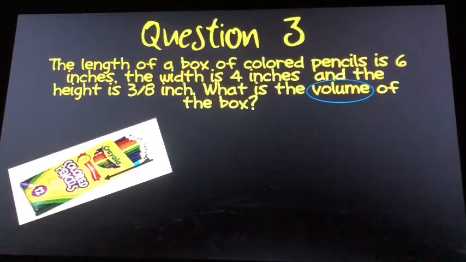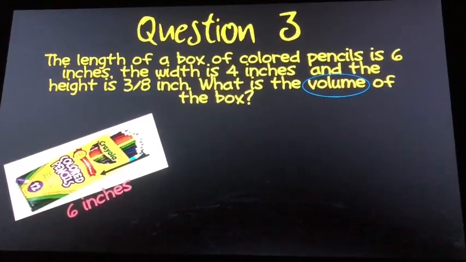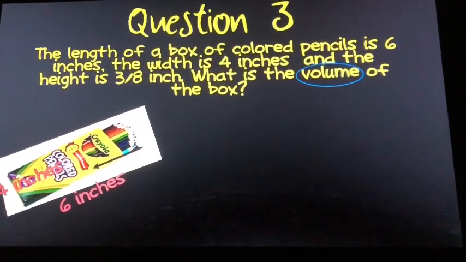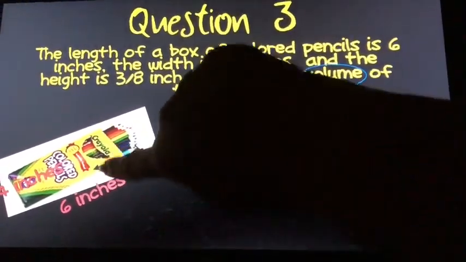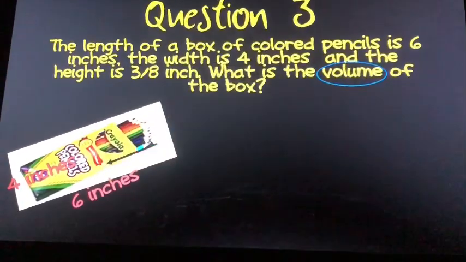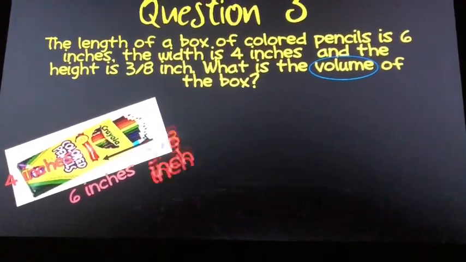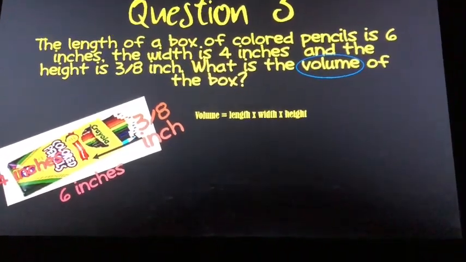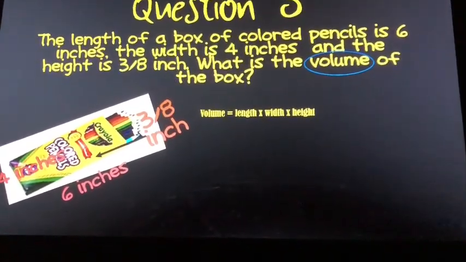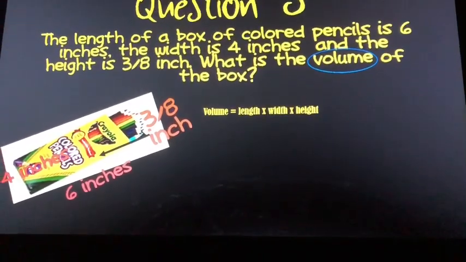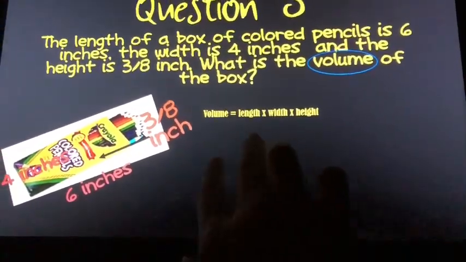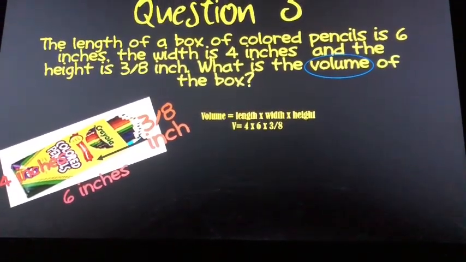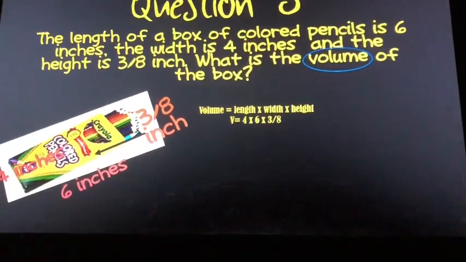So we have 6 inches, 4 inches, and the height of 3/8 of an inch, which is this small piece right here, how tall it is. We want to follow the same steps. Volume equals length times width times height. We want to take these numbers and plug them into the specific spots. Volume equals 4 times 6 times 3/8.